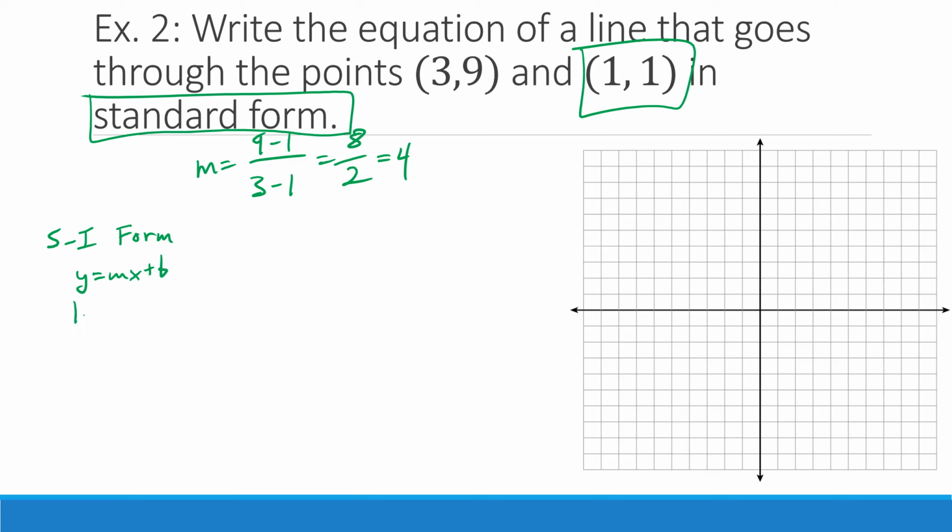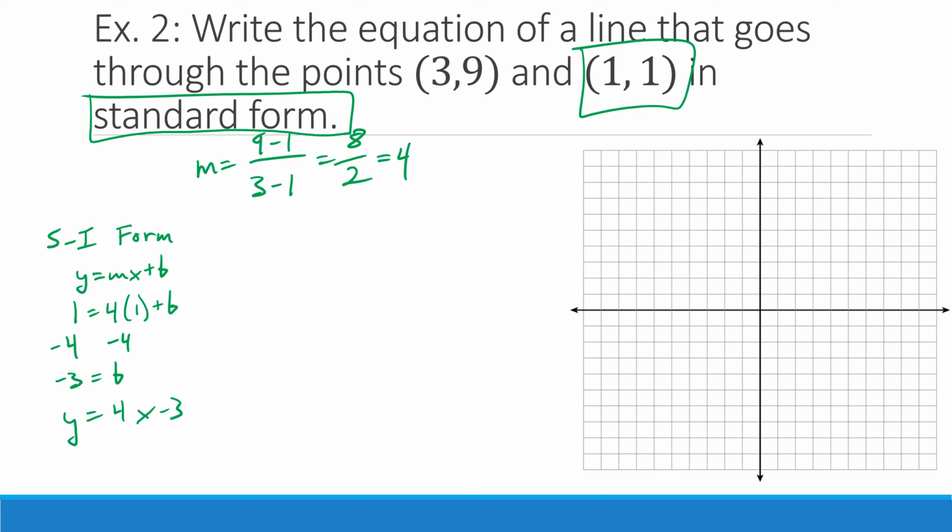Let's take the point (1, 1) and plug it in for the x and the y. Let's plug in 4 for the m and solve for b. 4 times 1 is just 4, so I would subtract 4 and find that b equals -3. So my slope-intercept form would be y equals 4x minus 3.